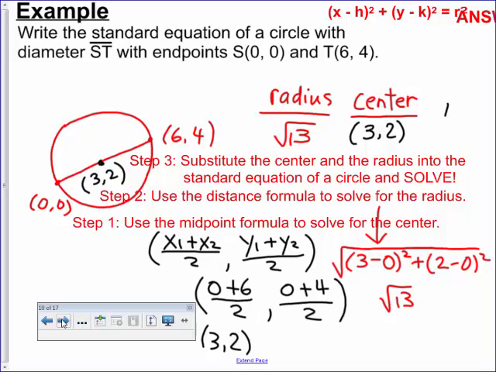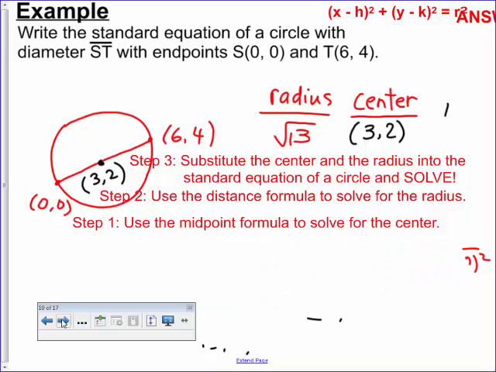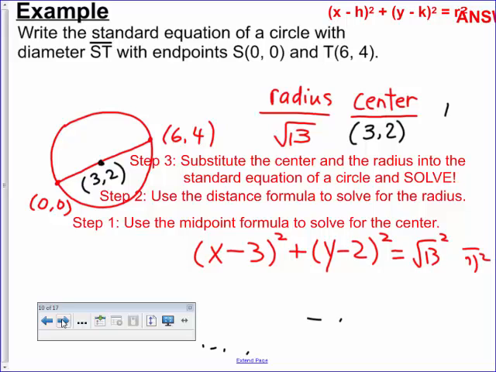So finally, erase everything else. If you have the correct answer, your answer will be x minus 3, the whole thing squared, plus y minus 2, the whole thing squared, equals the square root of 13 squared. So just clean it out. The final answer will be x minus 3, the whole thing squared, plus y minus 2, the whole thing squared, equals 13.